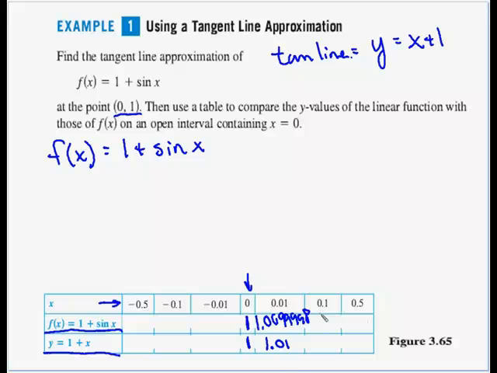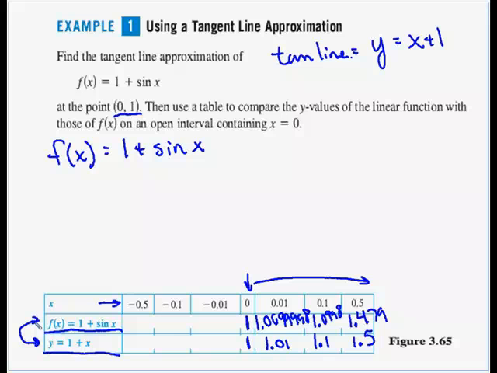If we plug in 0.1, our original function gives us a value of 1.0998. And the tangent line gives us 1.1. Again, they are still pretty close, but the error is growing between them. If we plug in a half, 0.5, our original function gives us a value of 1.479, and the tangent line approximation gives 1.5. Again, as we get farther away from that point of tangency, the error between the original function and our tangent line is growing.